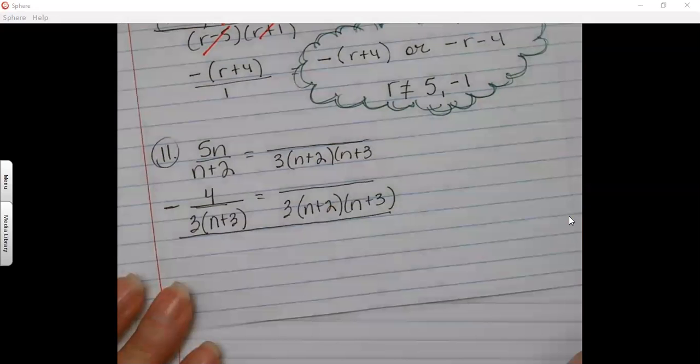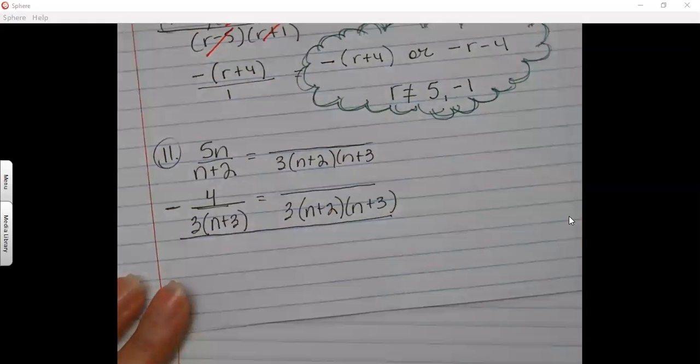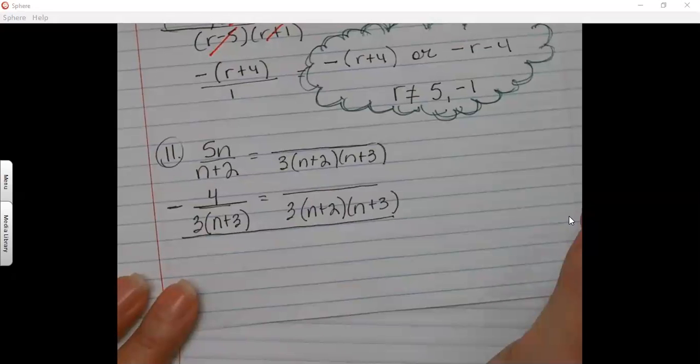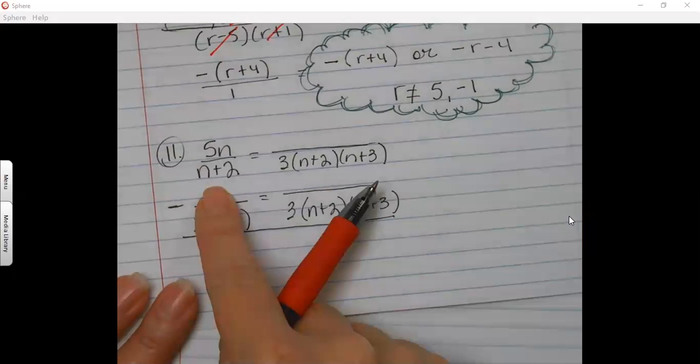Okay, top fraction. What am I missing? I have n plus 2. N plus 2 times what gives me 3 times n plus 2 times n plus 3? Top fraction. I'm going to have to make equivalent fractions, right? So n plus 2 times what will give me my new denominator of 3 times n plus 2 times n plus 3? 3 and n plus 3. Good.